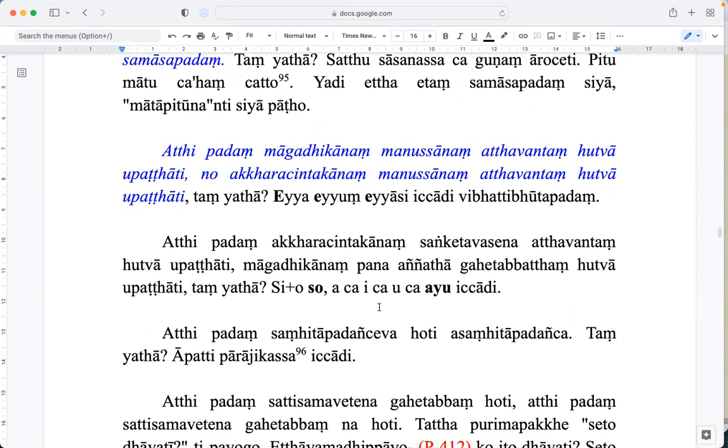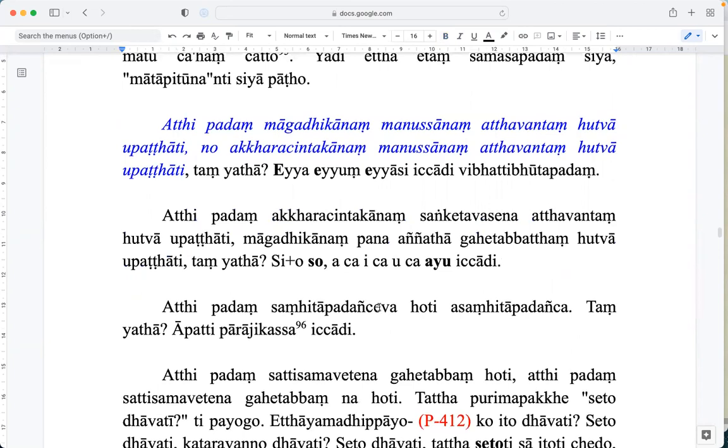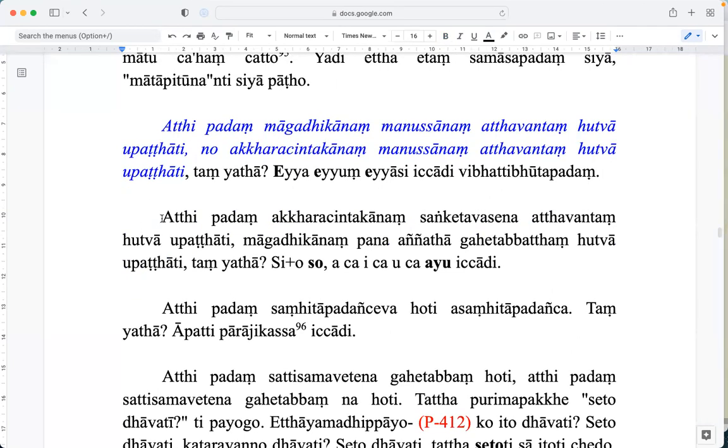Okay, so let's move to the next. Atibadan akra jindakana, sangeda wasina, atawanda hodawa ubatadi, marigana bana, inyata gahidaban hodawa ubatadi.